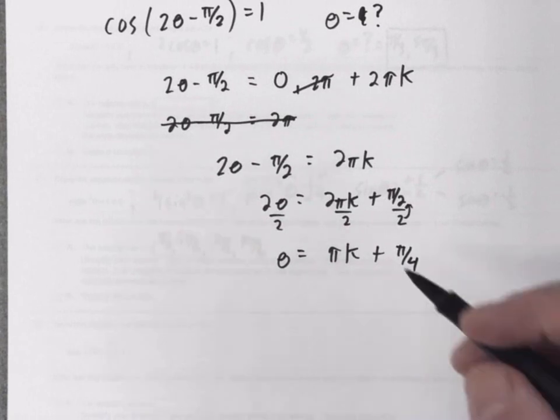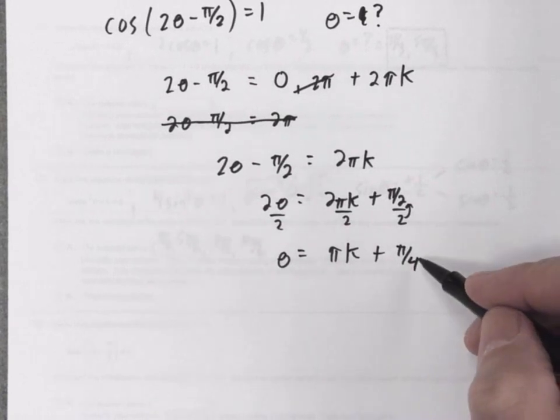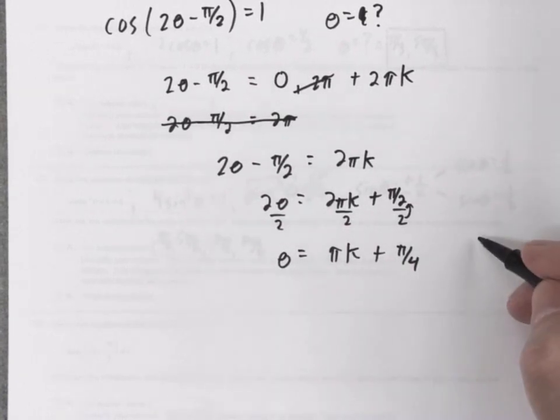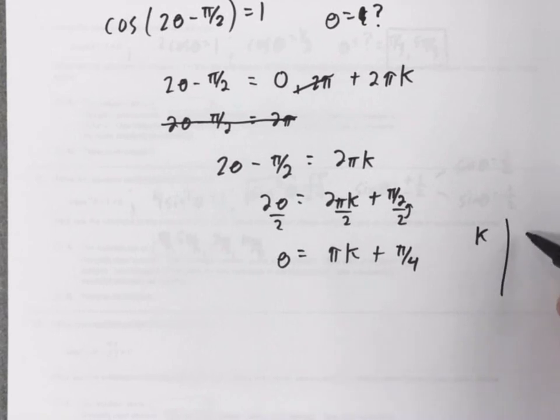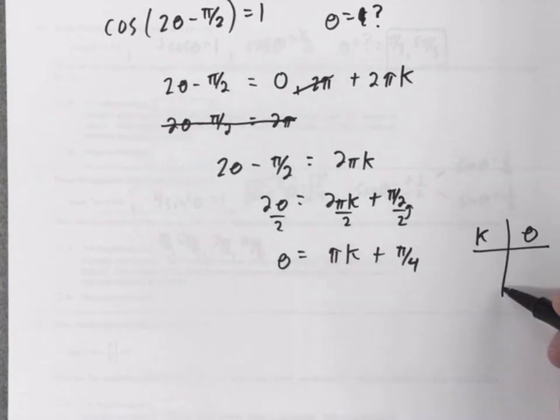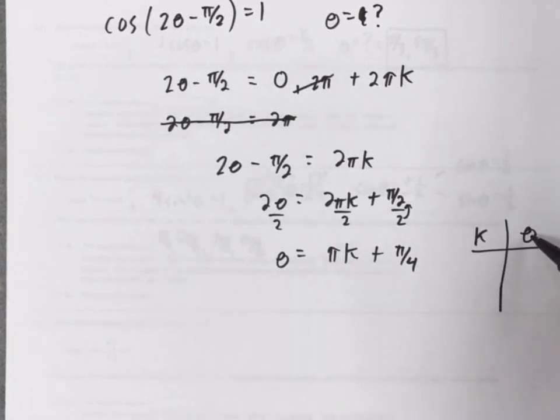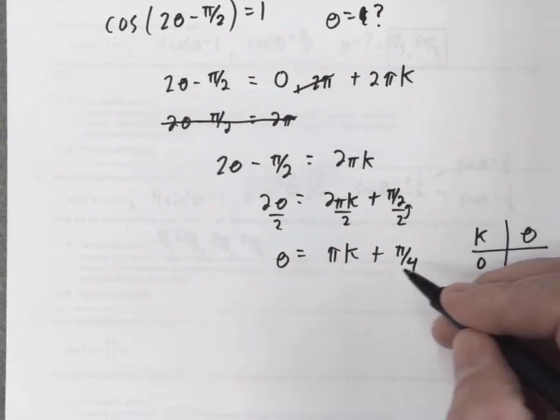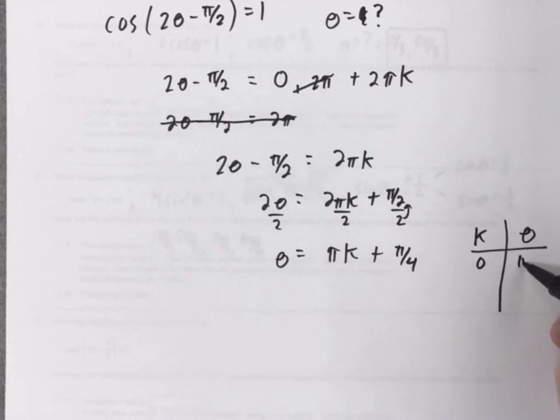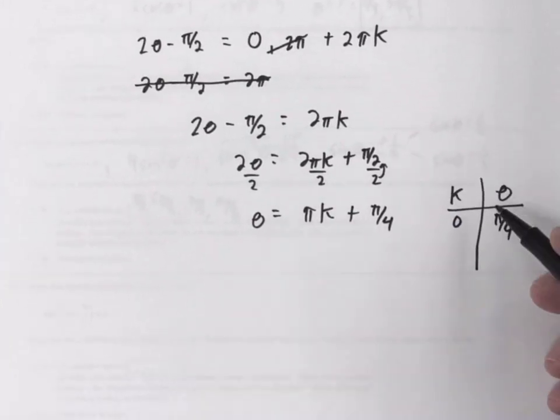So this is now what we would call my general solution. So now I do what I always do. I start putting in values of k, and I'm looking for all the answers for theta that are between 0 and 2 pi. So if I put in 0 for k, I get pi over 4. That's a solution because it's between 0 and 2 pi.